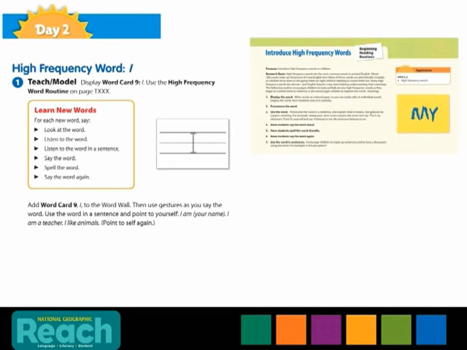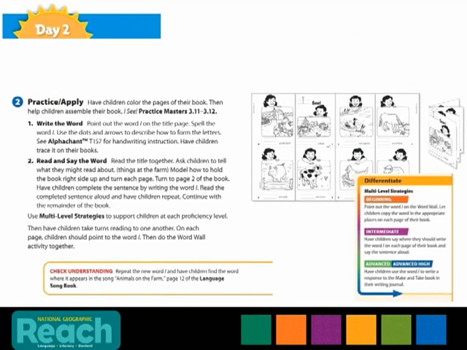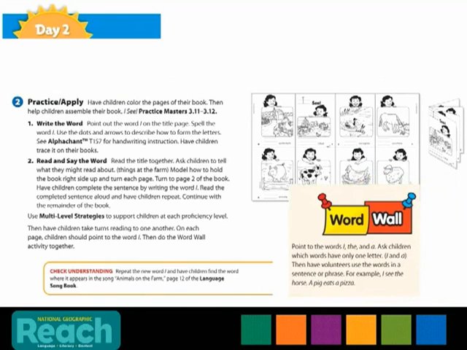The next step for day 2 is to introduce a new high-frequency word. Each time a new high-frequency word is taught, you will use the same routine. There's also a high-frequency word book students will complete as they practice using the word. Differentiated instruction is provided to support students at each proficiency level as they read the high-frequency word text. After students have taken turns reading to one another, an interactive word wall activity is provided in the teacher wrap.